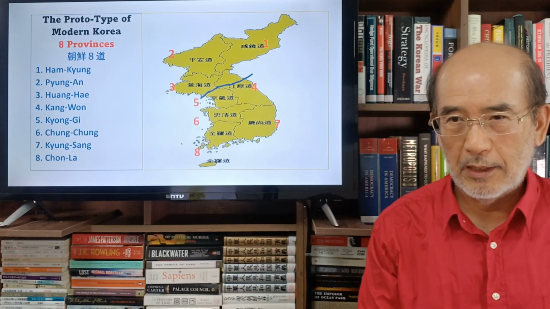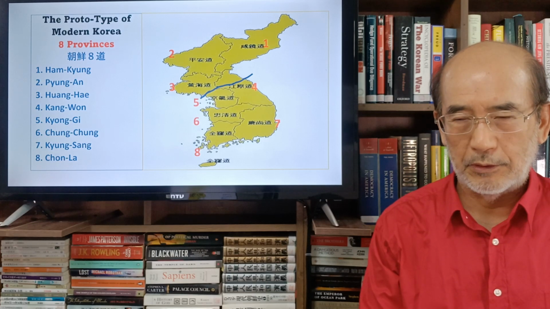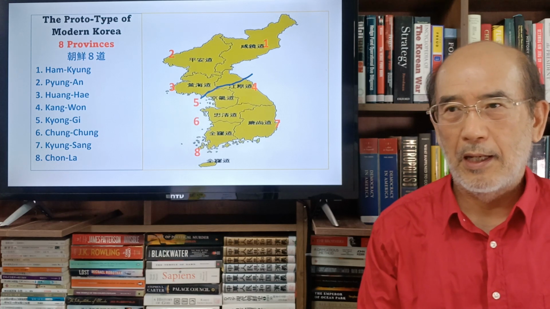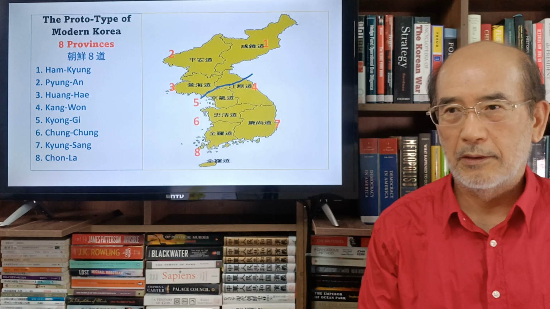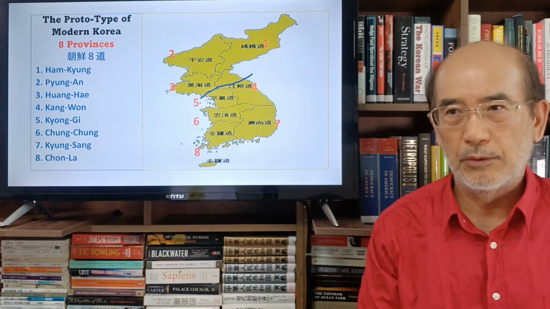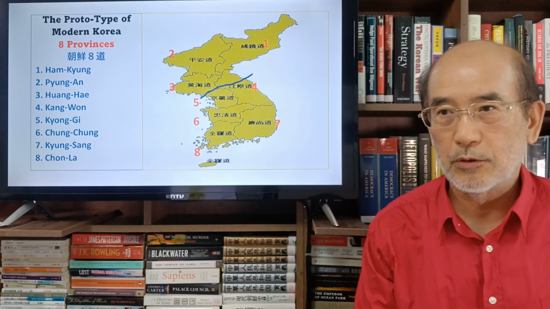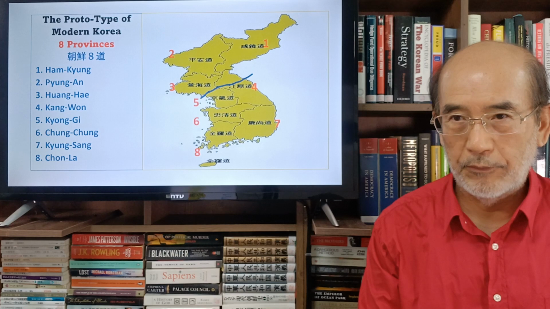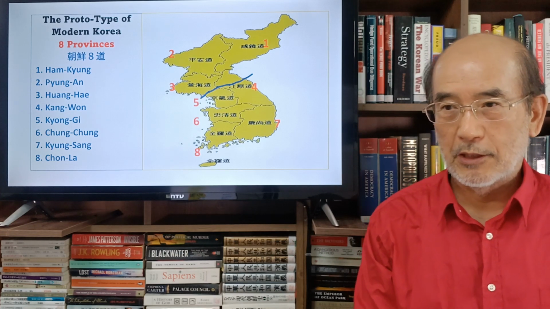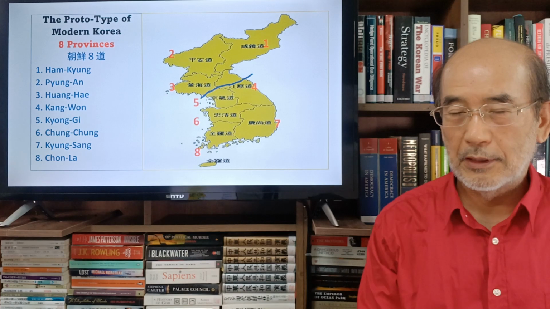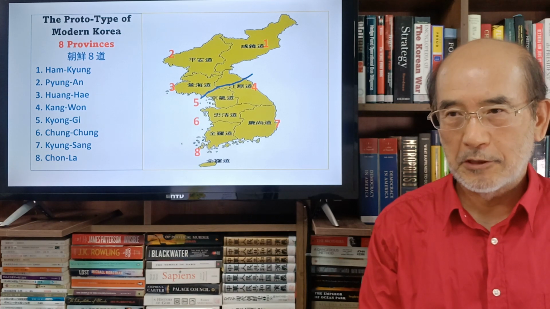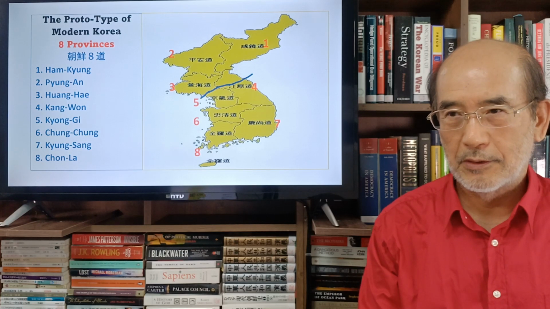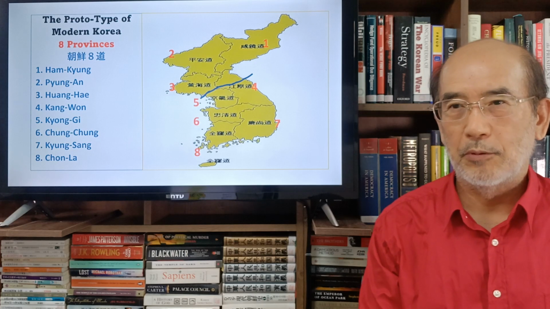And number 5, Gyeonggi. Gyeonggi-do basically belongs to South Korea, but some small areas on the northern border of Gyeonggi-do belong to North Korea. Then we have Chungcheong province, number 6, number 7 Gyeongsang, and number 8 Cholla. Here you will see that Jeju Island is a part of Jeollado. That was their way during the Yi dynasty era. So these are the Joseon 8도, the 8 province system.